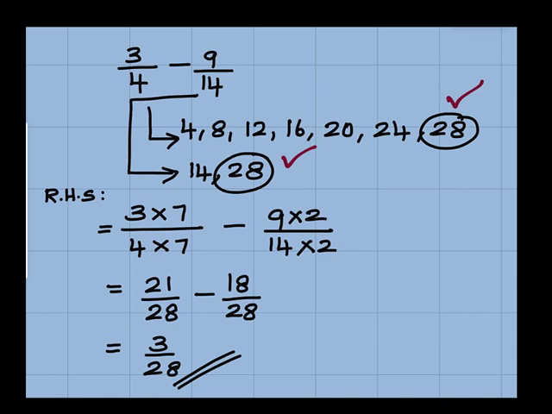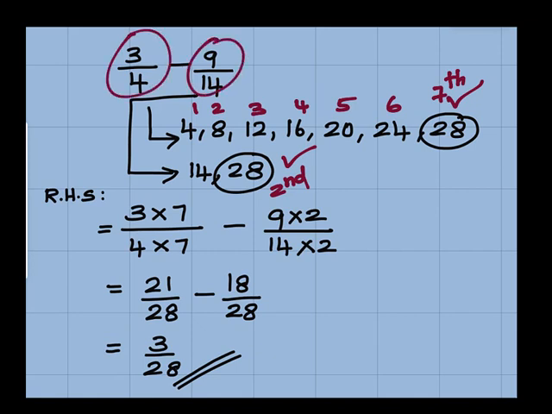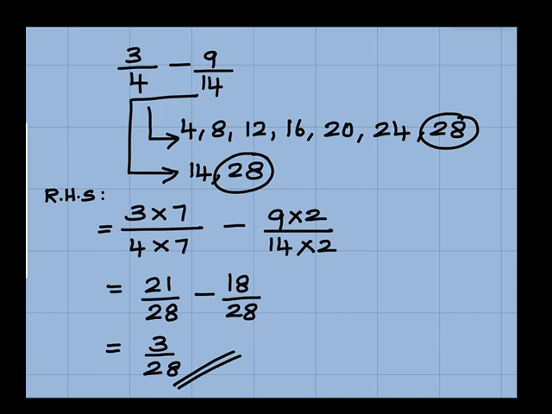How can we get 28 in the denominator? This 28 is in the 7th position of the multiples of 4: 1, 2, 3, 4, 5, 6, 7. And this 28 is in the 2nd position of the multiples of 14. So multiply the first fraction with 7 and multiply the second fraction with 2. So when we multiply, it looks like this.